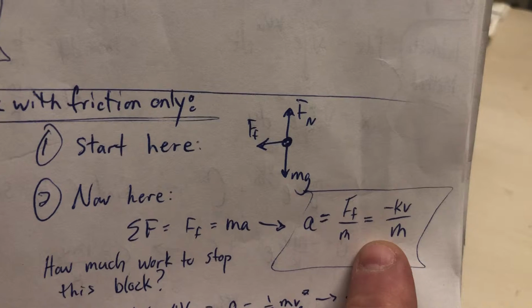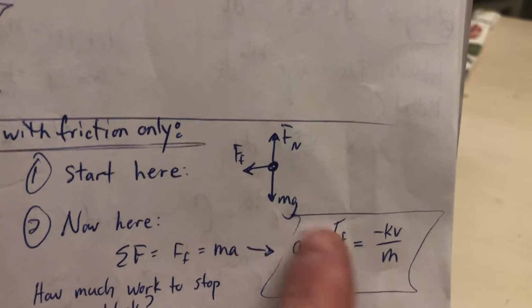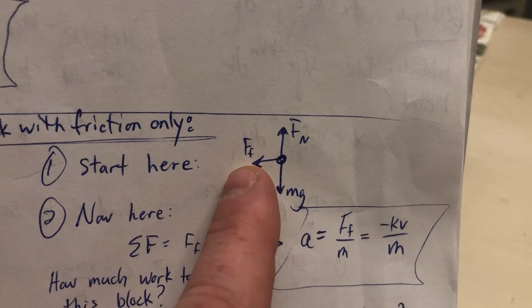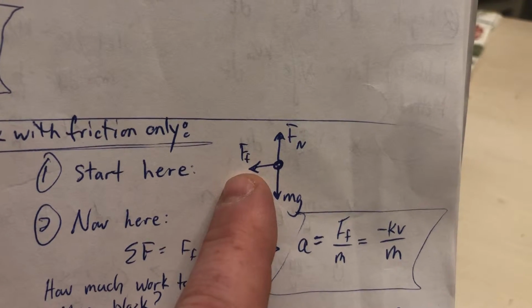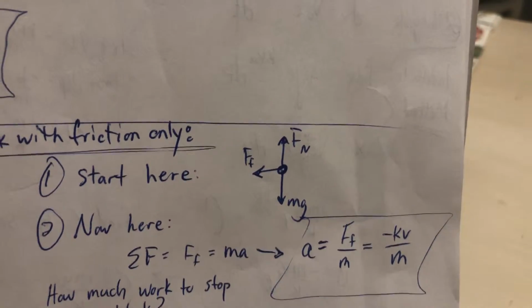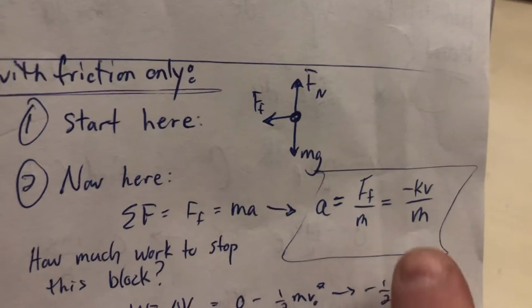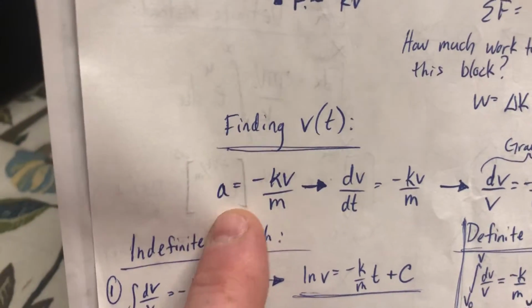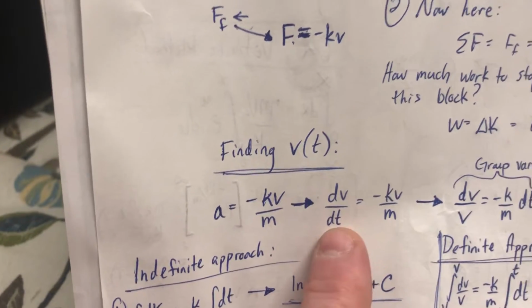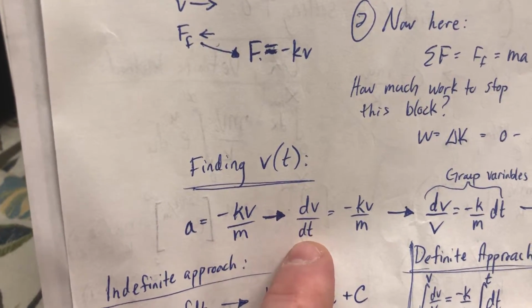But now let's say this problem asks you to find the velocity of this thing as a function of time. So it starts out moving with some initial speed, and it's just gradually going to slow down to a stop. But what does that velocity look like as a function of time? Okay, so the strategy is to start here, your acceleration, which can also be written as the derivative of the velocity with respect to time.